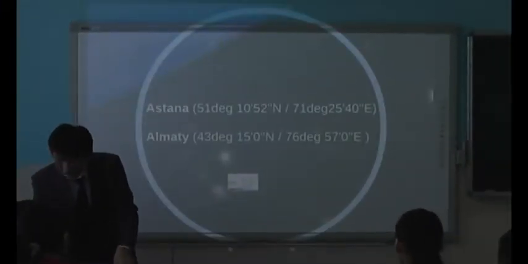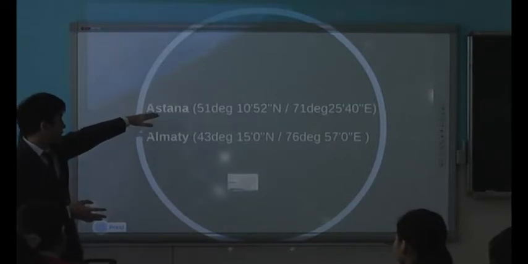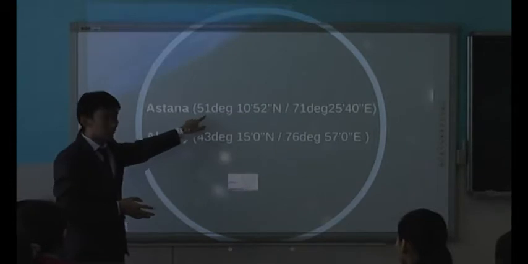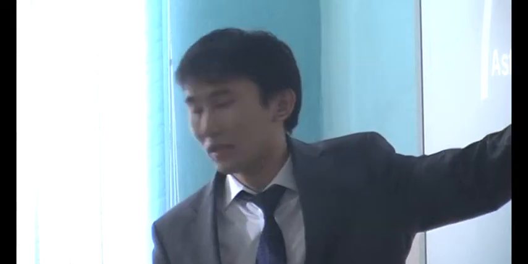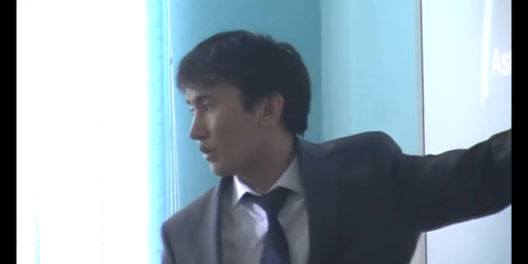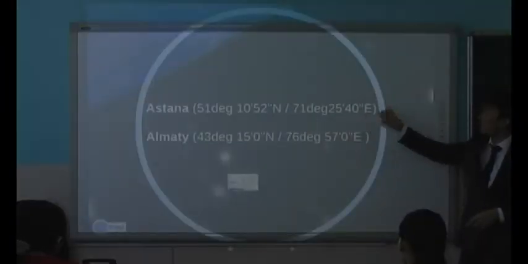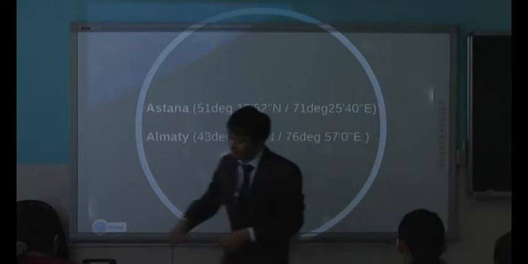These are Astana and Almaty. Now the coordinates of Astana and Almaty are given. They are 51 degrees 1 minute 52 seconds to the north. This is the latitude, yeah? And 71 degrees 25 minutes 40 seconds to the east. These are the coordinates of Astana. This one is Almaty.